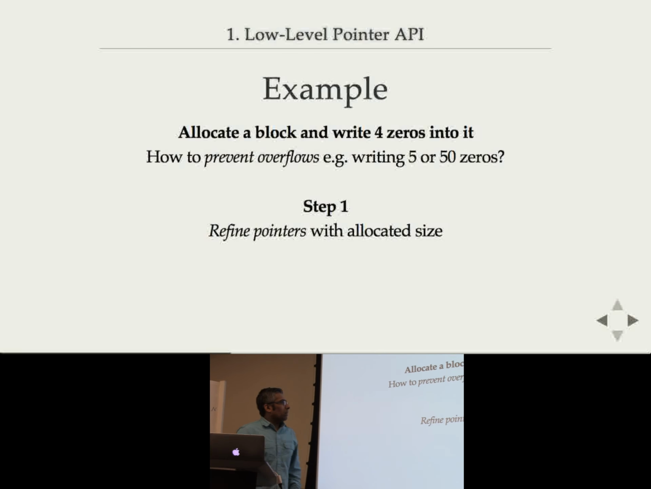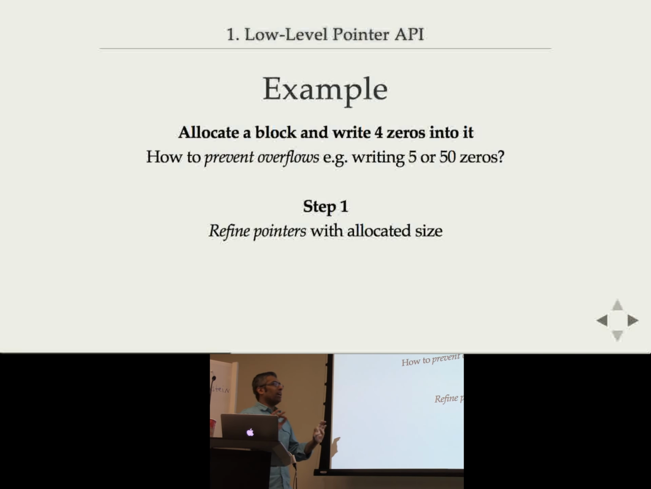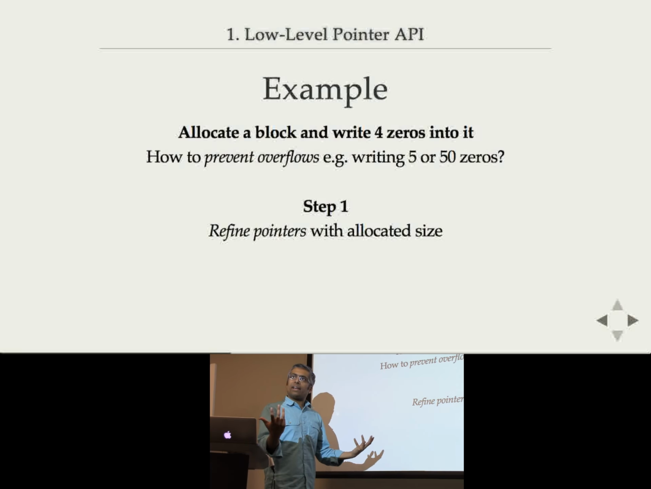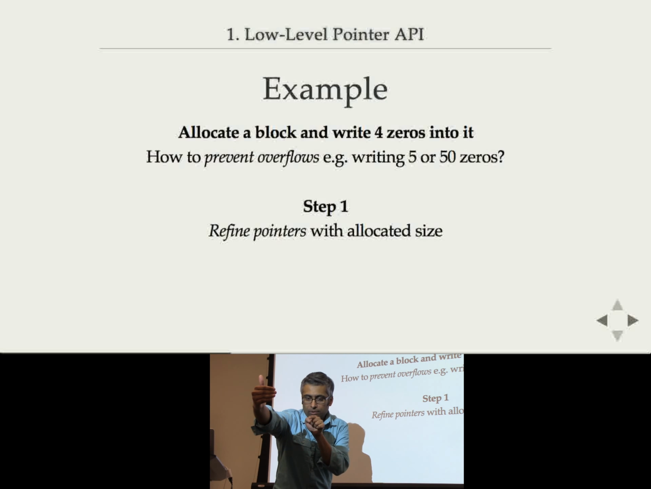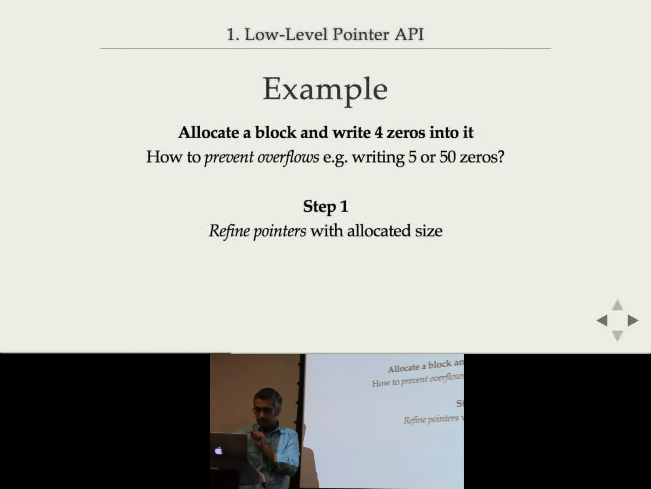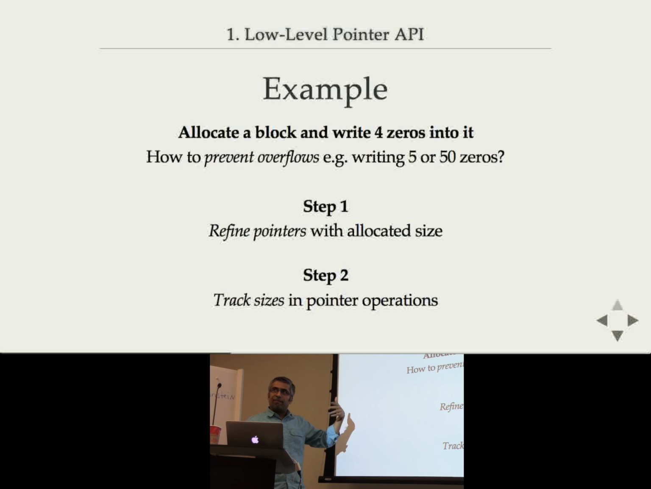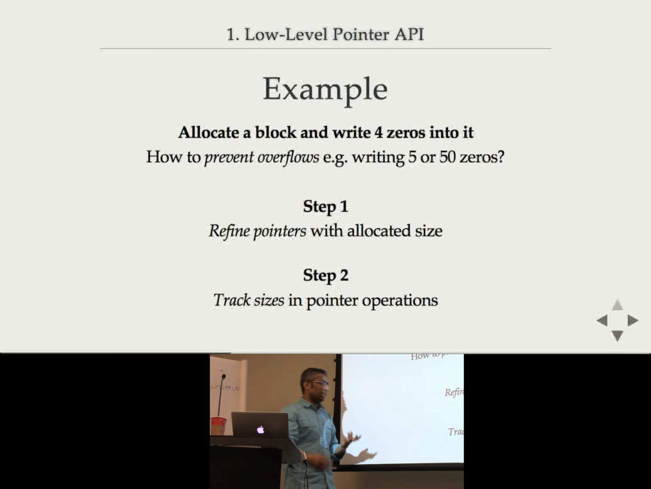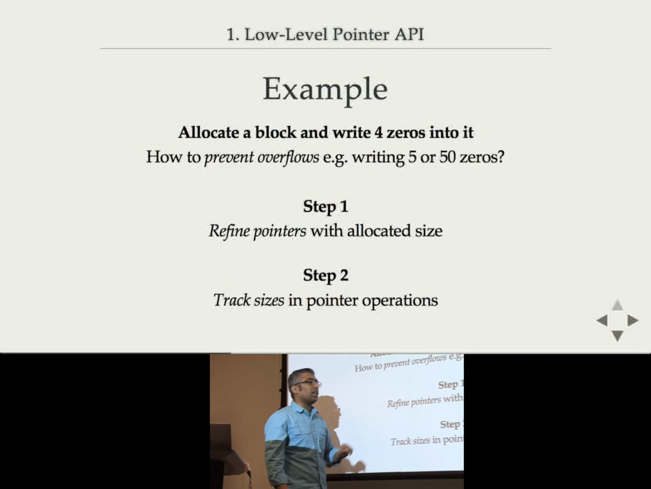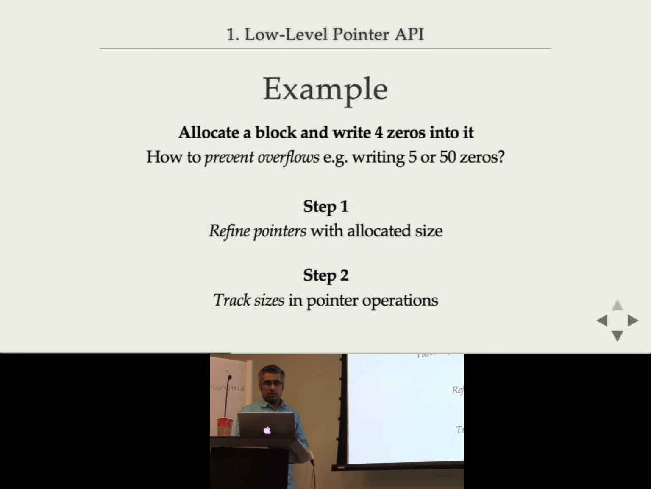Okay, so what we're going to do is, we're going to take that low level API and we just have a refined API, right? So I'm going to refine the pointers to track the size of the buffer that remains at wherever the pointer is pointing. And then I'm going to refine the operations, the peeks and the pokes and the mallocs and what have you, so that those sizes get tracked. Okay? So here we go.